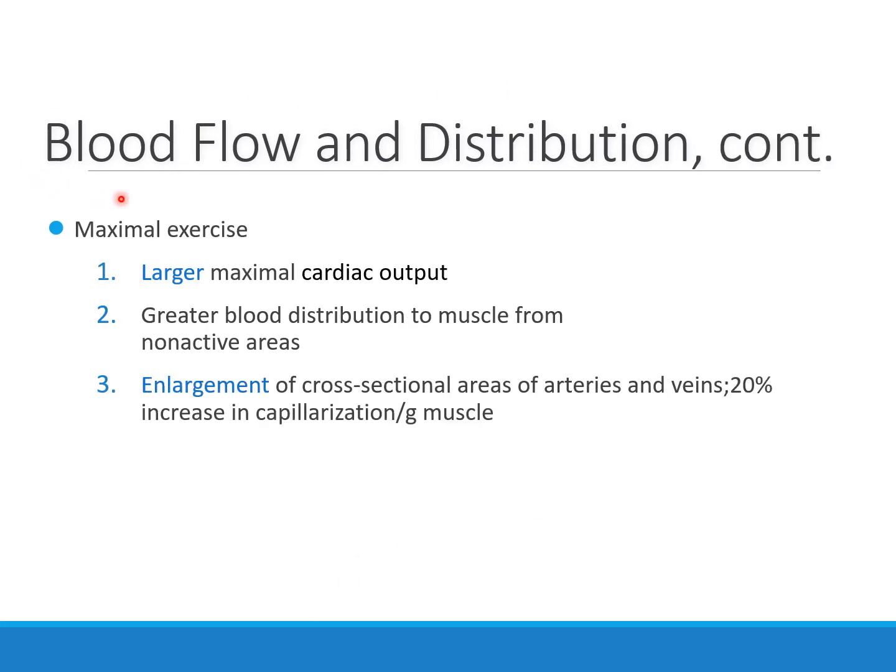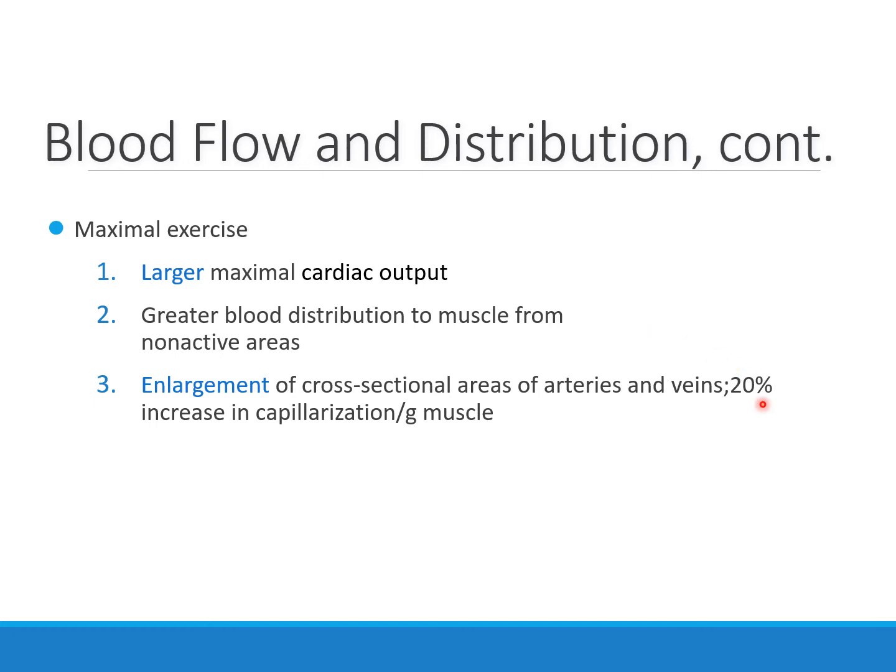So next is going to be the change in blood flow and distribution during maximal exercise. So what happens to the distribution of blood when we're doing full-out exercise? Well, number one, we get better blood flow and distribution because we have a larger maximal cardiac output. We also have greater blood distribution to the muscle from non-active areas. So those areas that don't need as much blood, let's say your stomach and your kidneys and your intestines, can start to divert blood more efficiently elsewhere.